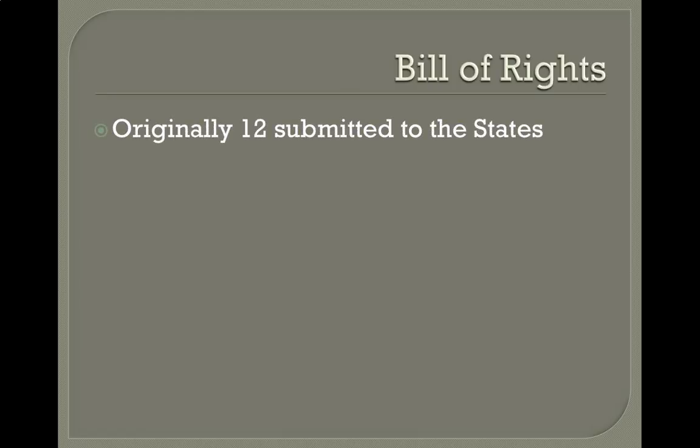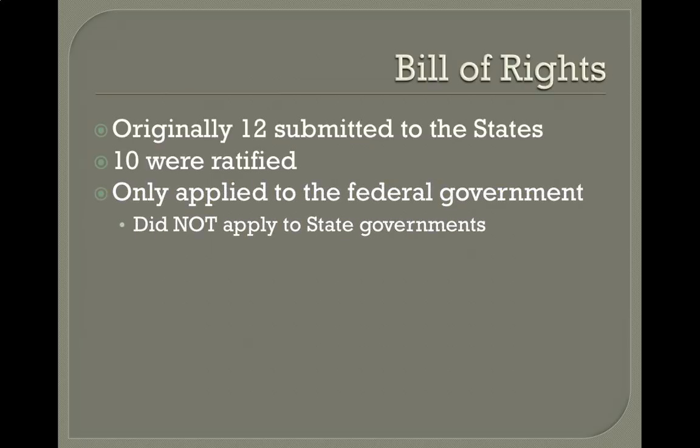Originally there were 12 amendments that were sent to the states, and remember, if we want to change something, the states have to be part of this. So there were 12 amendments that were actually sent to the states. 10 of those were ratified, which becomes the Bill of Rights.